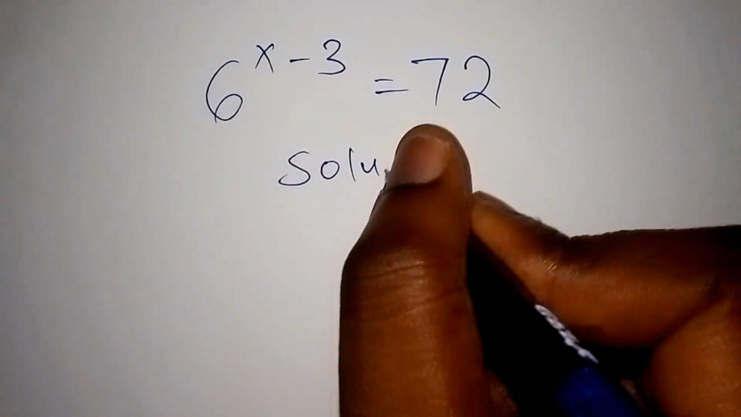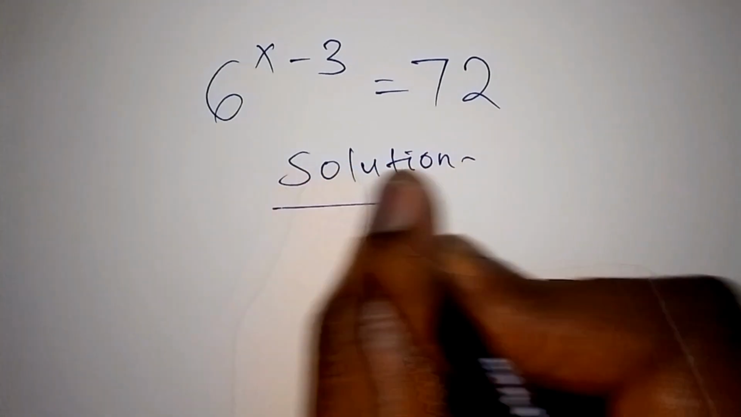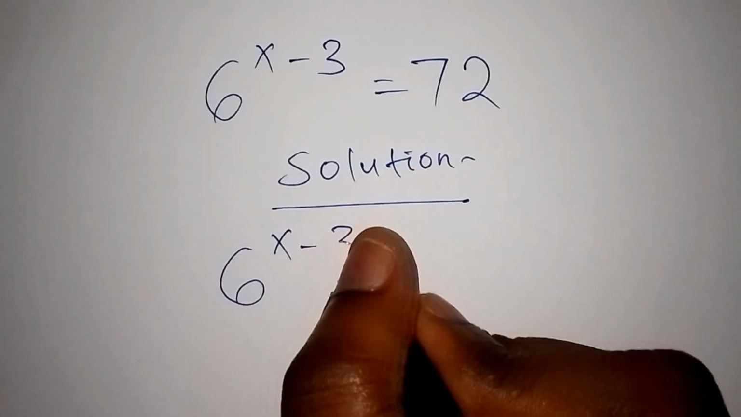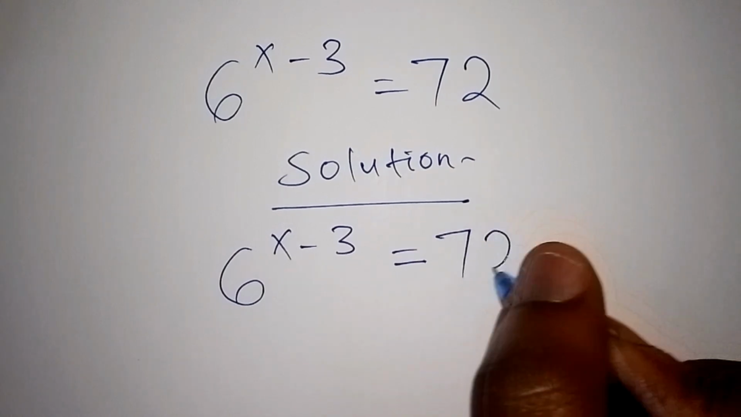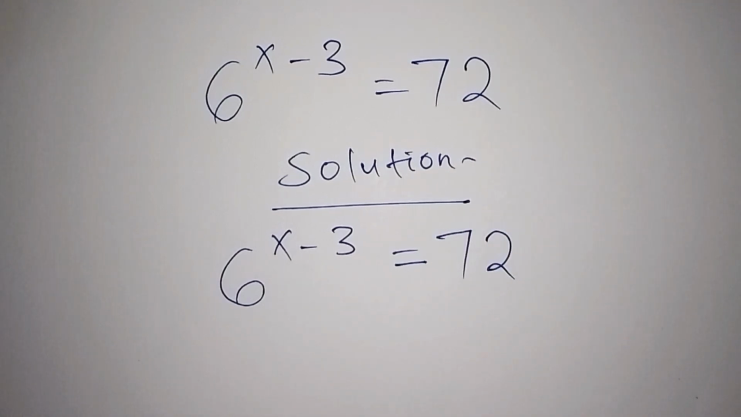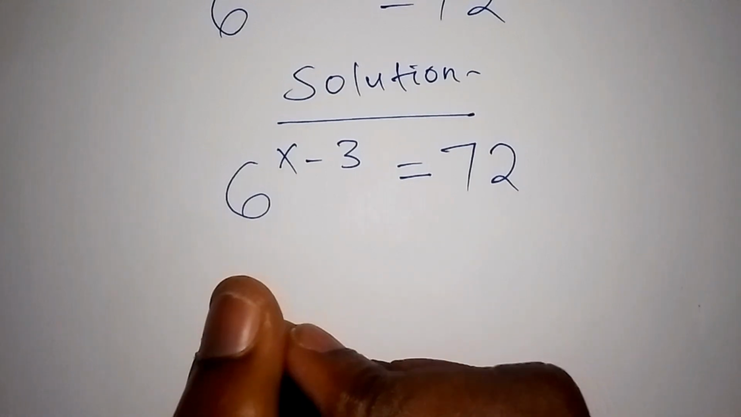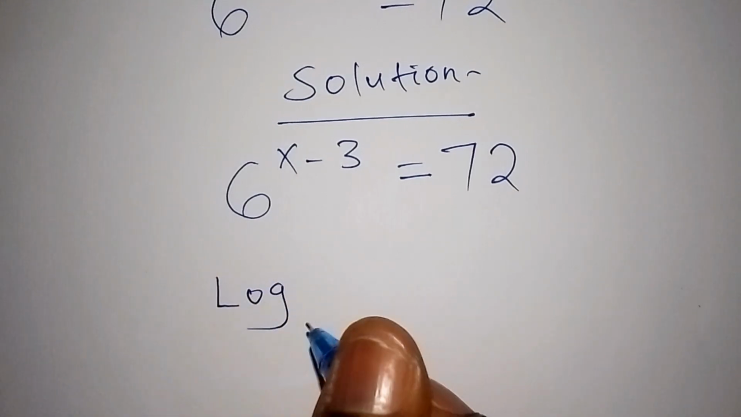So in our solution, this is what we have: 6 to the power of x minus 3 is equal to 72. So what's the approach? I suggest that you use the log, though there are several ways in which you can solve it. So with us, let's just introduce the log and solve it within the shortest time possible. Now, let's introduce the log on both sides.